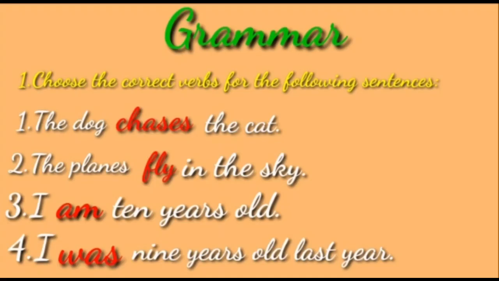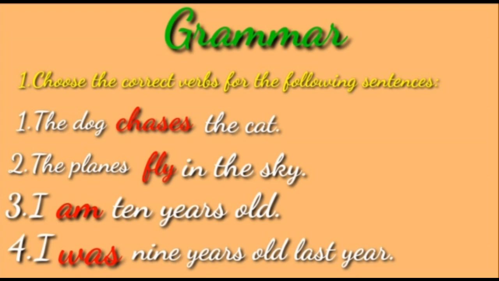Then, we are moving to the grammar section. Choose the correct verbs for the following sentences. Children, do you know? In a sentence, the verb must always agree with the subject in number and person. The verb in the sentence must be singular if the subject is singular. If the subject is plural, then the verb will be plural as well. So, the verb must always agree with the subject in number and person.